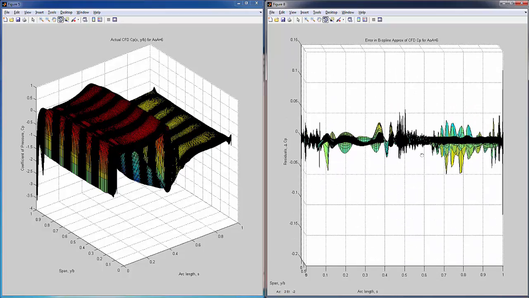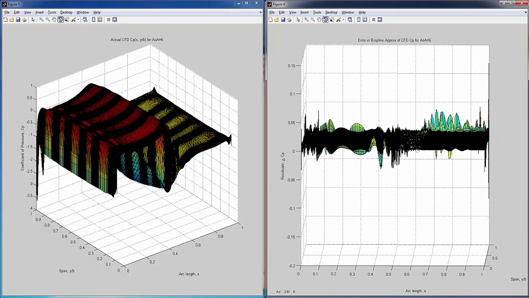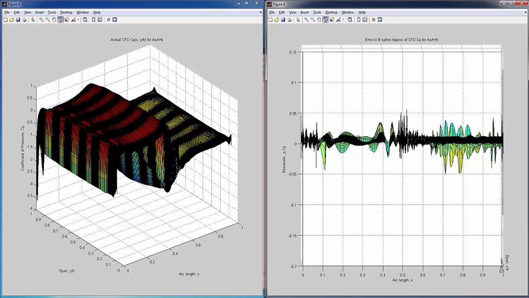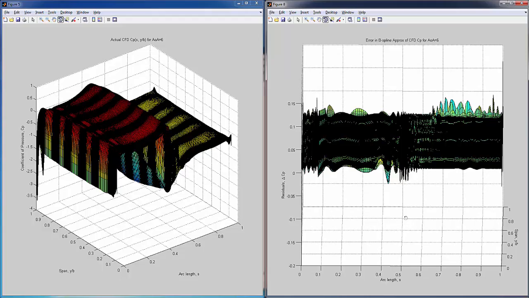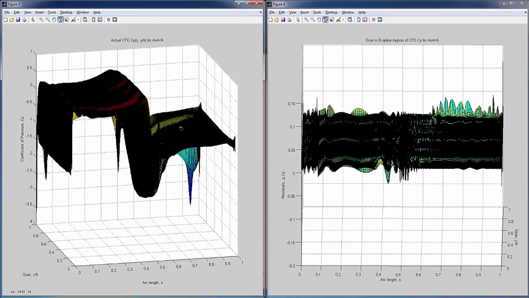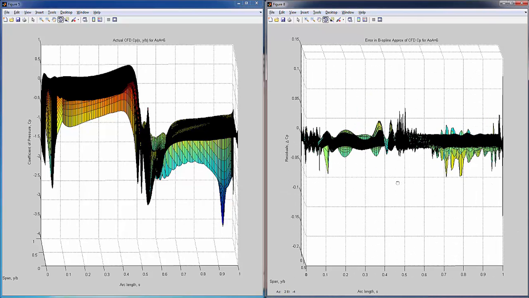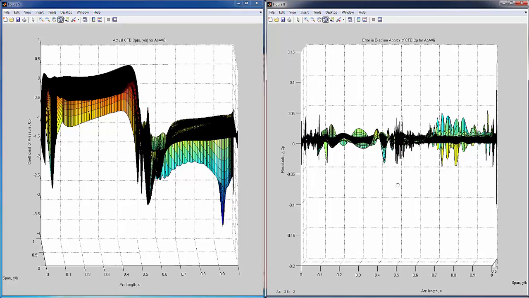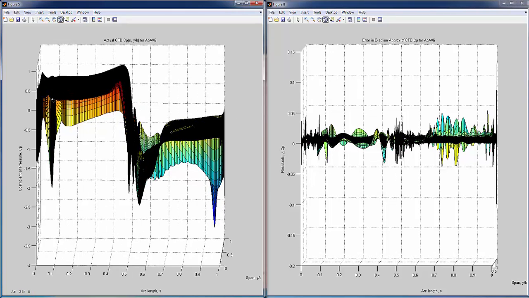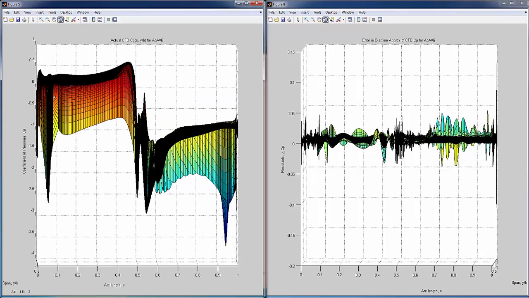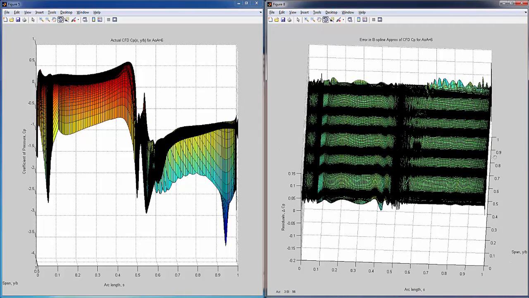You may notice, if looking at the error, that there are locations where the oscillations are more frequent. This is near the leading edge where there are larger pressure gradients. Therefore, more knots and control points are located here, so the oscillations become more frequent. Likewise, near the trailing edge on both upper and lower surfaces, we have more control points. Therefore, oscillations become more frequent.